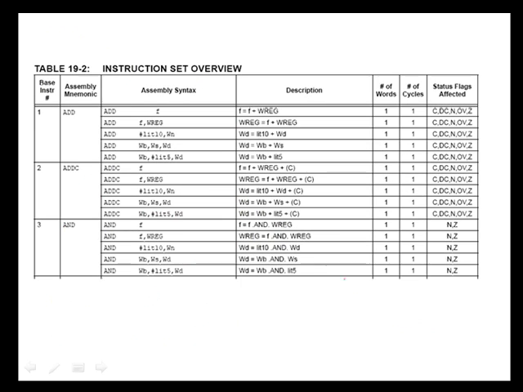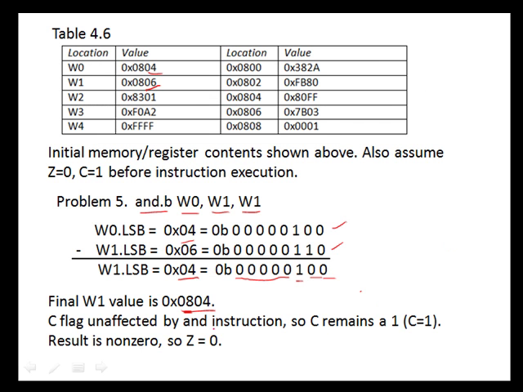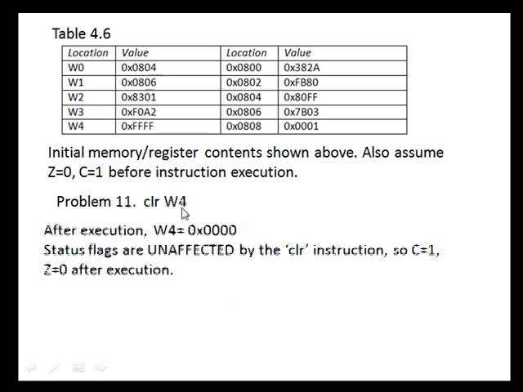In terms of the flags, we see that the AND instruction only affects the negative and zero flags. So taking a look at this, since the carry flag is unaffected by this instruction, because it was a 1 value on entering instruction execution, it will remain a 1 value. So the carry flag will be a 1. The result is non-zero, so our zero flag is false or a 0.